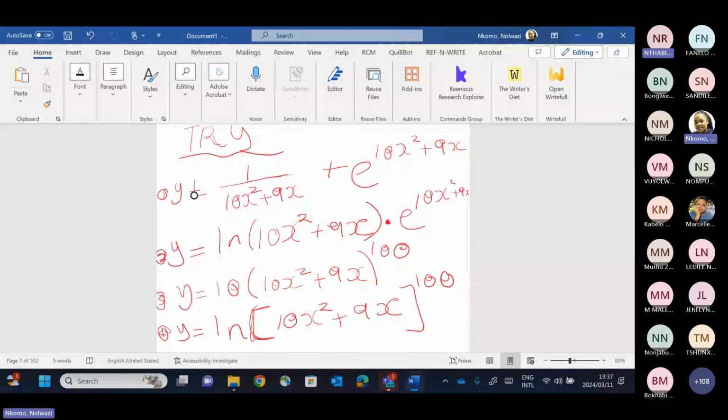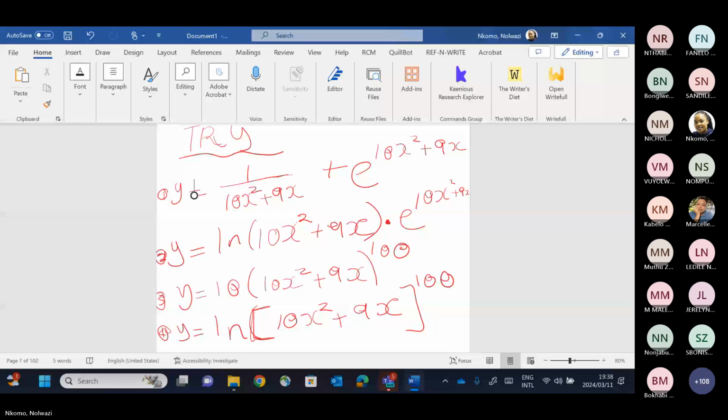Even the second one has three functions, 10x squared plus 9x. But that one is easy, because you can let one variable be this. If you let this one variable be this, you still have the same thing here and here. Then that means you have ln of this times e to the power of the variable. That means you have a product, right?